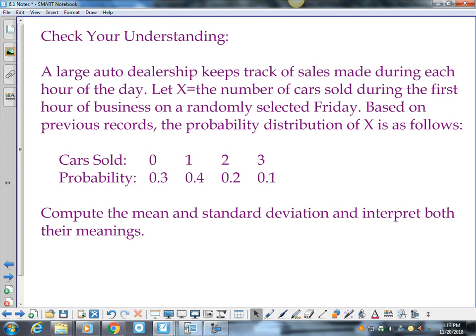Compute the mean and the standard deviation and interpret both meanings. Good. Find them and write me beautiful, gorgeous AP level sentences. And stats it up. Give me symbols and stuff.